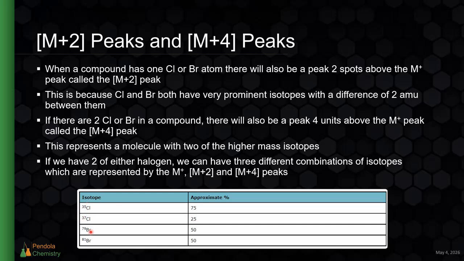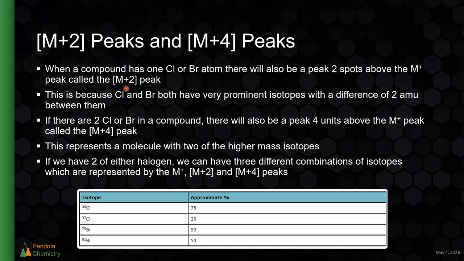Bromine, very similarly, has 2 isotopes that are 2 neutrons away from each other. So bromine 79 and bromine 81, again, 2 away from each other. But they actually exist in a 50-50 ratio, half and half. So if there is a compound that contains either 1 chlorine or 1 bromine, because of the +2 difference in the isotopes, you're going to have a peak at n+2.